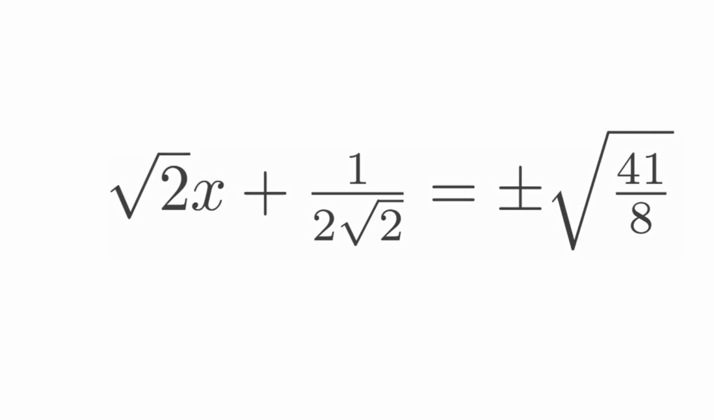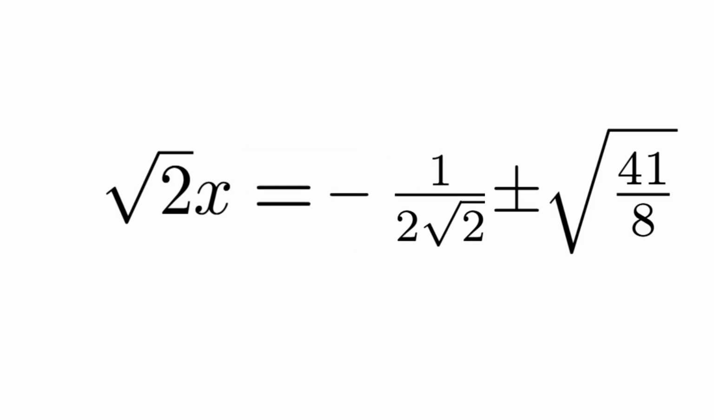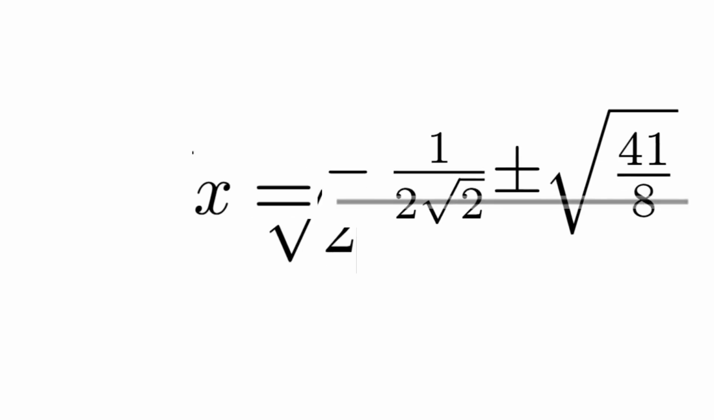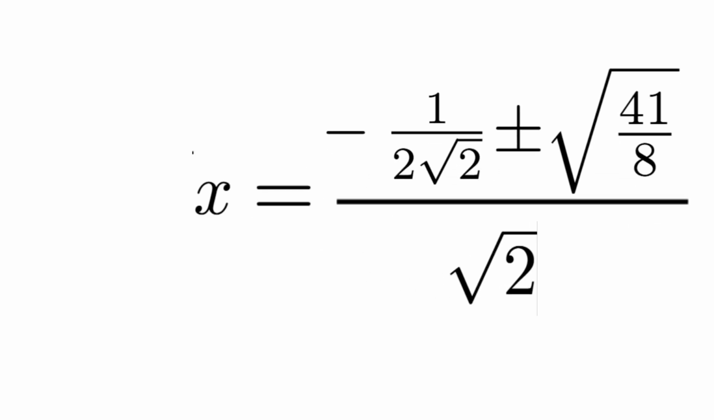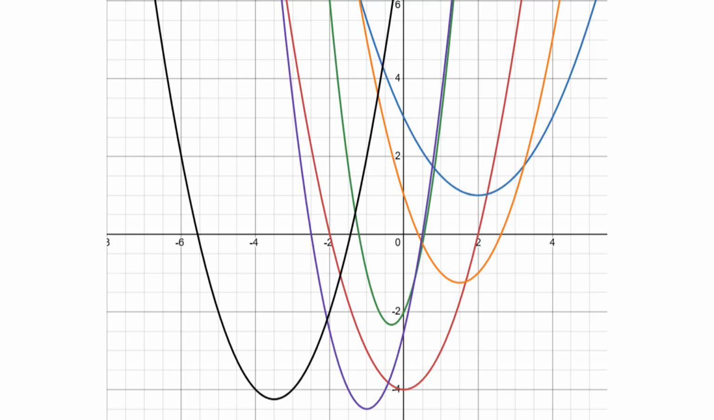Now the rest is basic to solve, and we get x is equal to this, which simplifies to minus 1 plus or minus the square root of 41, all divided by 4. So now, doing that for every quadratic we come across is a bit annoying.